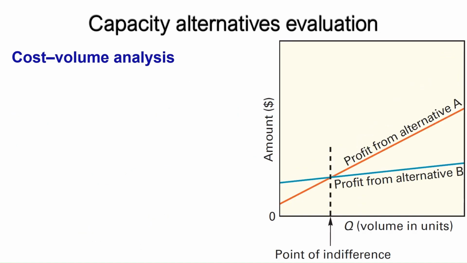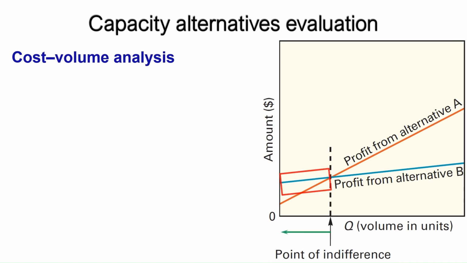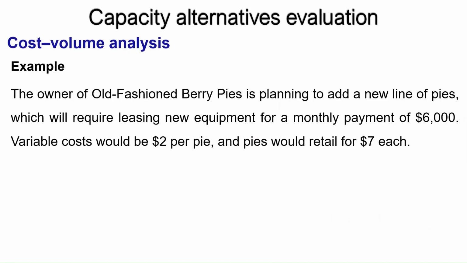Different alternatives can be compared by plotting the profit lines for the alternatives, as shown, where the concept of indifference point is illustrated. At this point, the decision maker would be indifferent between two competing alternatives. In the illustrated figure, a quantity less than the point of indifference would favor choosing alternative B because its profit is higher in that range, while a quantity greater than the point of indifference would favor choosing alternative A.